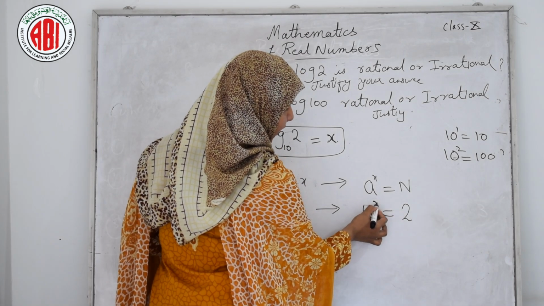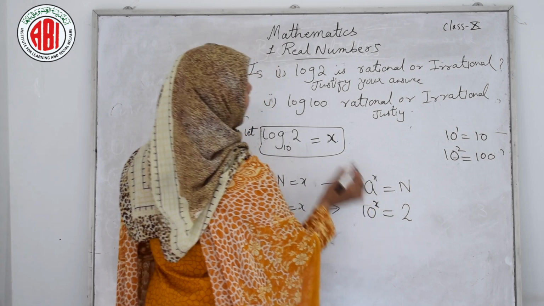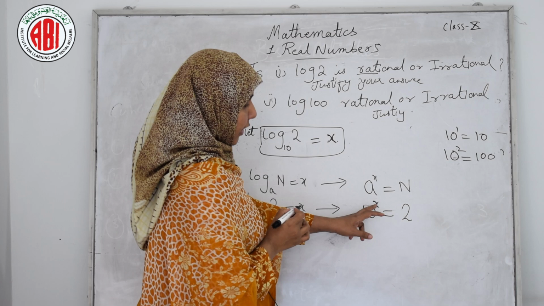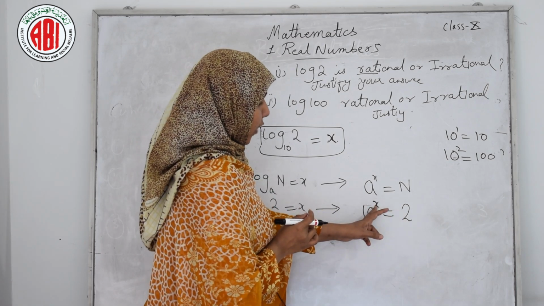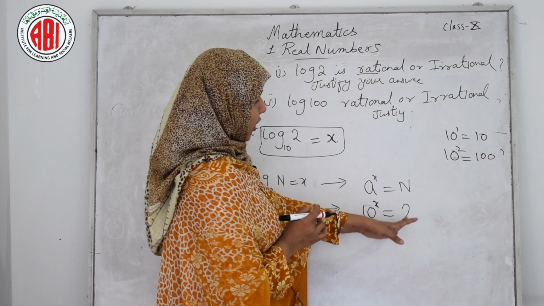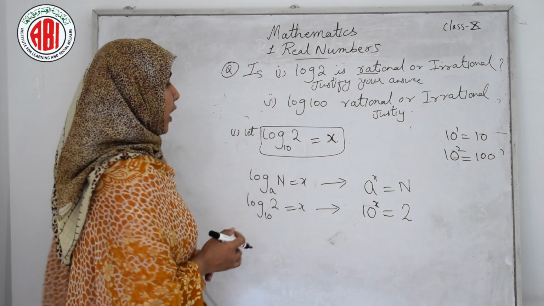We have to put the value of x as 1, 2, some natural number. After putting some natural or rational, or some irrational number, we are not getting the value of 2. That means there is no value of x, so that 10 to the power x will get the answer 2. So, in this case we can say that log 2 is an irrational number.